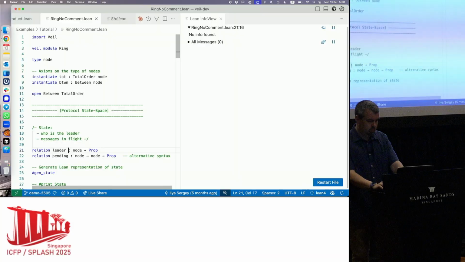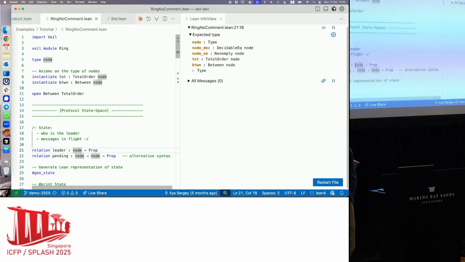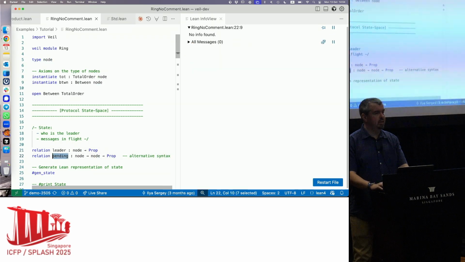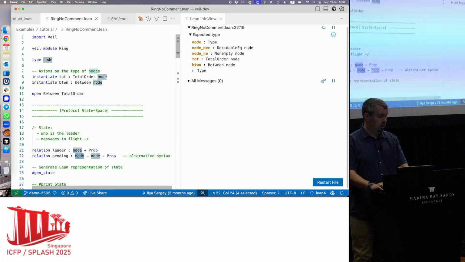The difference between bool and prop in this case is actually not that significant, because we are reasoning about types with decidable equalities, and everything here is going to be decidable. In any event, leader is something that says who is the leader, and this is something that assigns true or false to a node. And pending is the set of messages in flight. So instead of saying that this is a set, we just say that between the source node and the target node, there is a message.